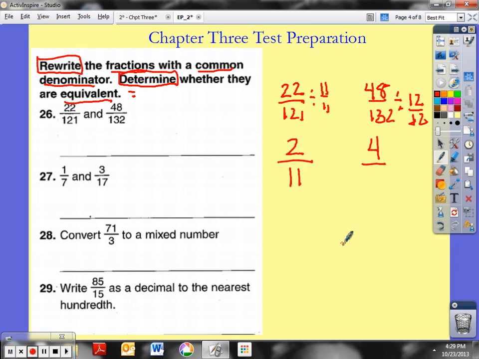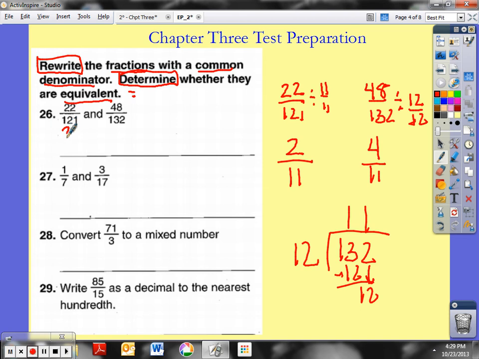132 divided by 12. Oh, I don't know that. So let's take 132 divided by 12. 12 goes into 13 once. Subtract. 1, bring down the 2. 12 goes into 12. Hey, look at that. Gives me 11. Oh my gosh, I needed a common denominator and I have it. So we have 2/11 and we have 4/11. Are those equivalent? No, they're not equivalent.